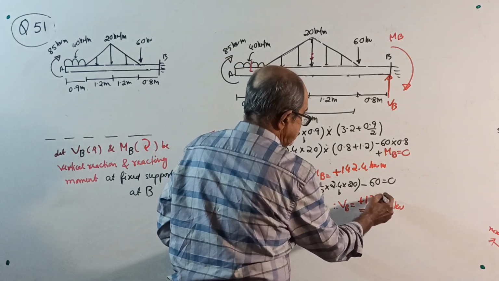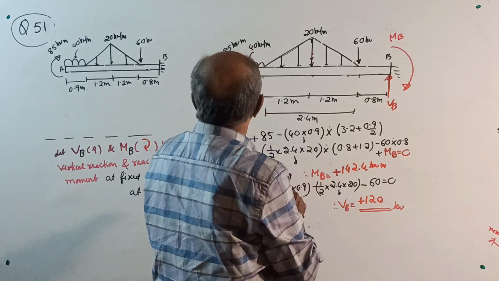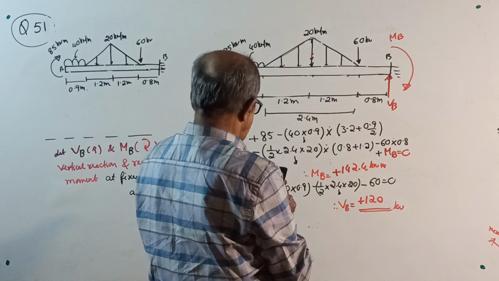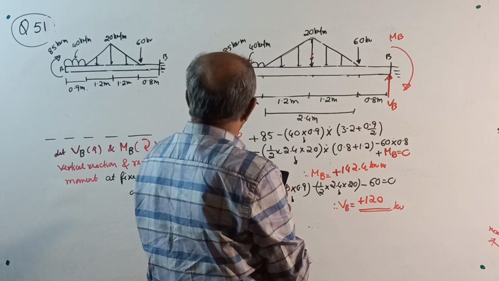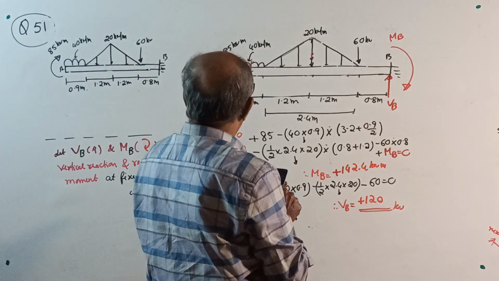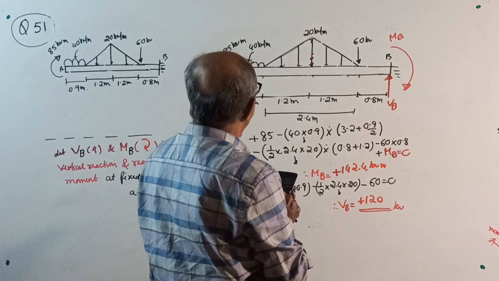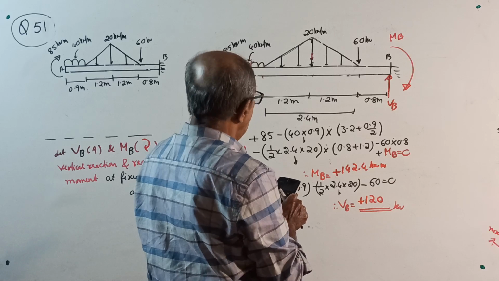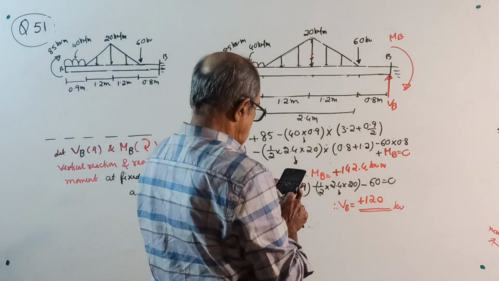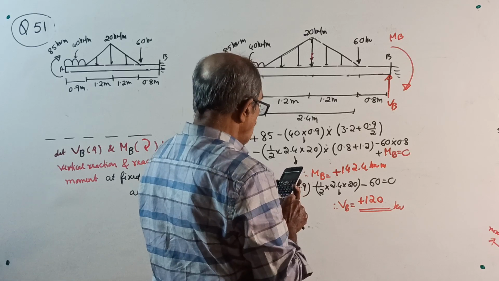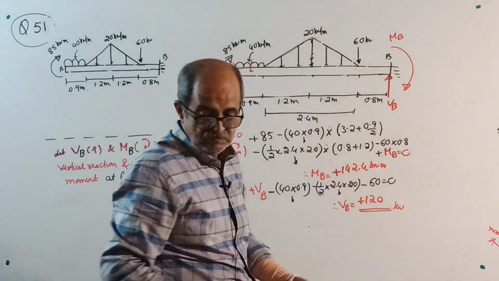I'll check the moment once again. One minute. I won't see the answer here. 85 minus 40 into 0.9 into (3.2 plus 0.45) minus half into 2.4 into 20 into 2 equal to minus 60 into 0.8. 142.4, correct.